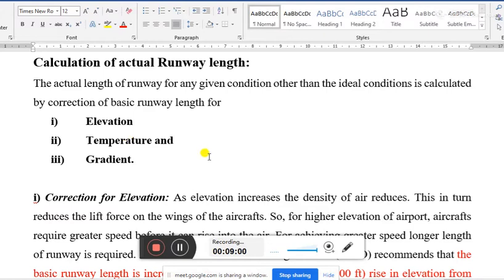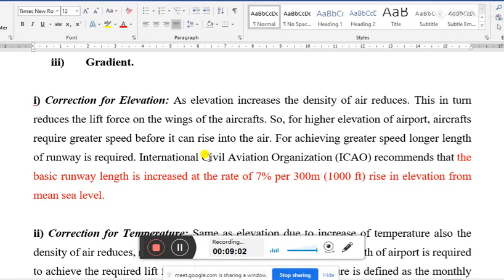Now we are coming to the corrections. First of all, there is a correction for elevation, and civil aviation organization, about this we have discussed in the last class. ICAO, International Civil Aviation Organization. This organization has given one prescribed formula or prescribed equation for correction of elevation.